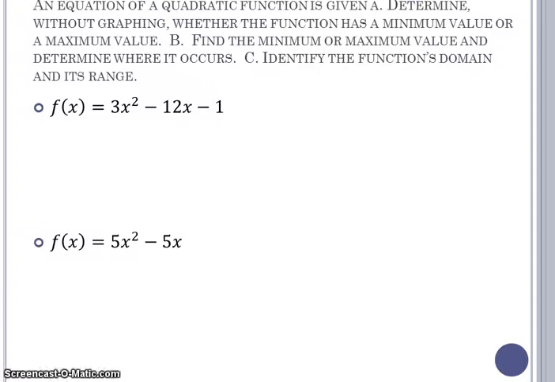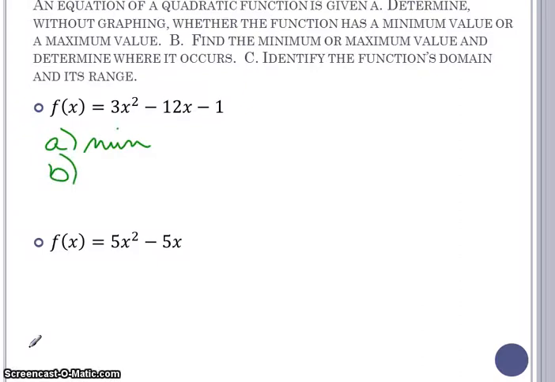So our first function, we've got f of x equals 3x squared minus 12x minus 1. So, would this parabola open up or open down? It's going to open up. So is it going to have a maximum or a minimum value? Minimum. Okay, so then if we want to actually find that maximum or minimum and where it happens, well, our minimum value is going to be the y coordinate of the vertex, and where it happens is going to be the x coordinate. So we just have to find the vertex like we did yesterday before we graphed.